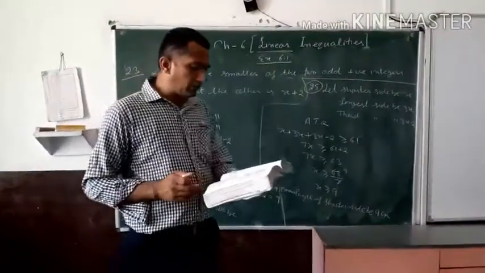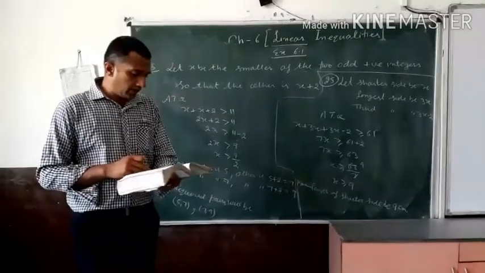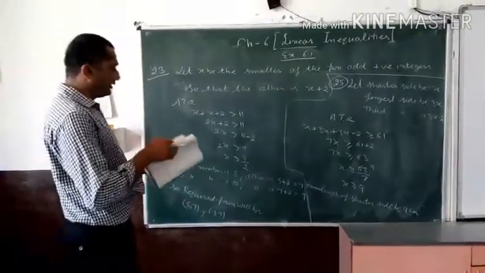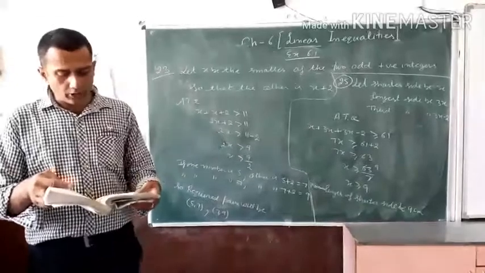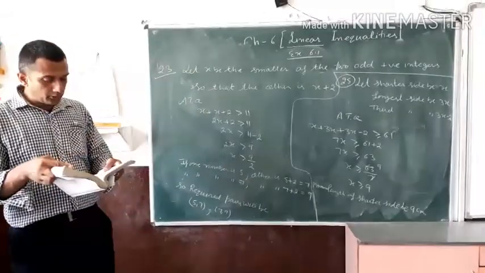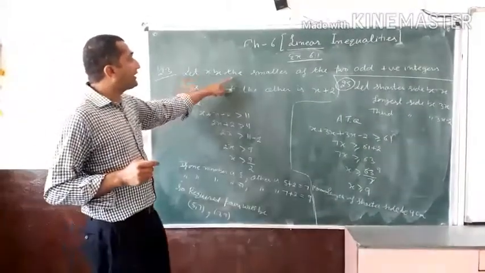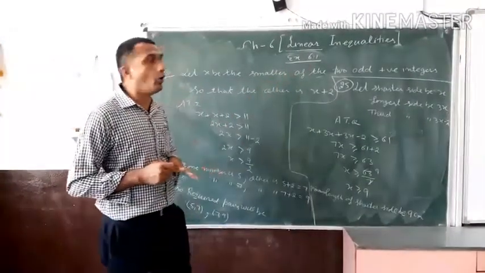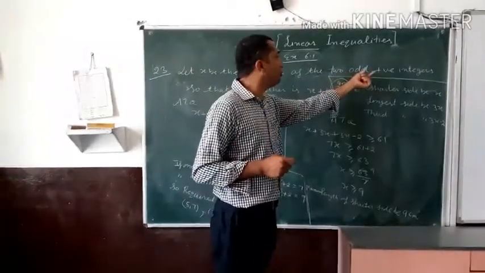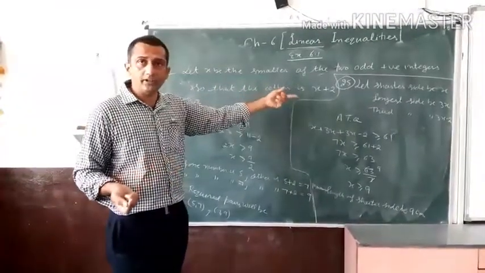Find all pairs of consecutive odd positive integers, both of which are smaller than 10, such that their sum is more than 11. We have to find such pairs of odd numbers which are smaller than 10, and the sum of the numbers should be more than 11. So let x be the smaller of the two odd positive integers, so that the other is x plus 2.